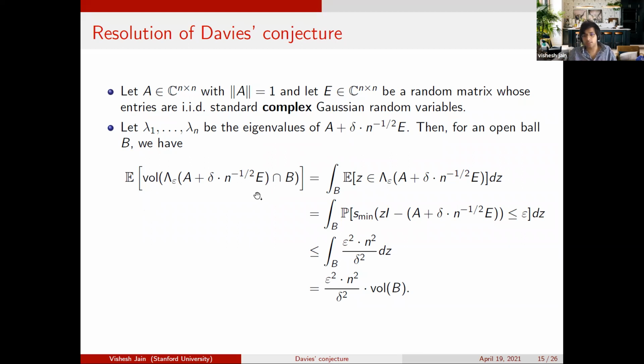So, the epsilon pseudospectral volume. This is basically the same as asking, what's the probability that this perturbed matrix is going to have smallest singular value less than epsilon, right? And by the Sankar-Spielmann-Teng result, we know that this is epsilon squared times some factors.